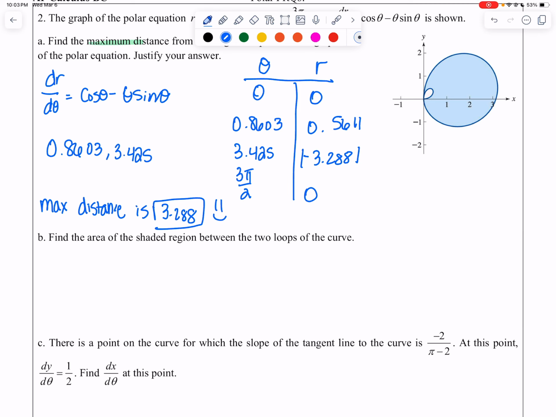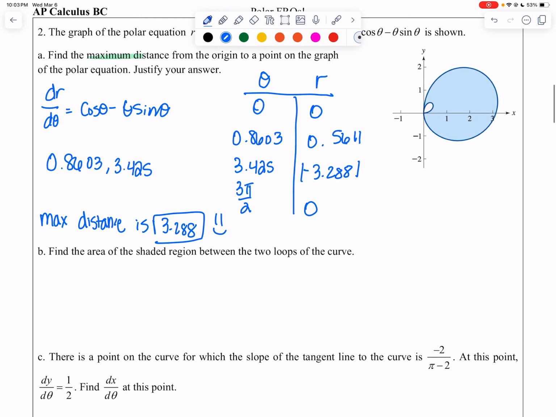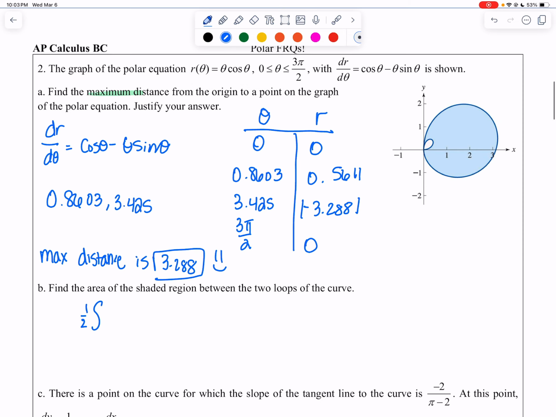All right, part B says find the area of the shaded region between the two loops of the curve. So right here, we want to find the area of the shaded region. So it's basically everything except this little part right here. So what I'm going to do here is go from 1/2 to the whole thing. In this case, it told me that the whole thing is from 0 to 3 pi over 2.